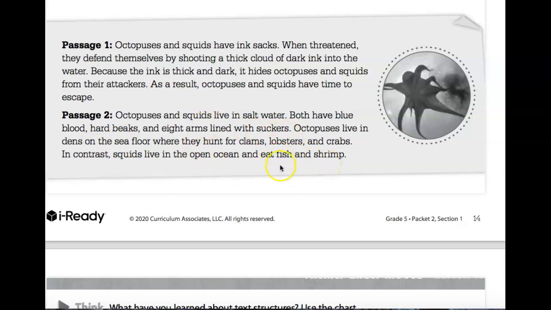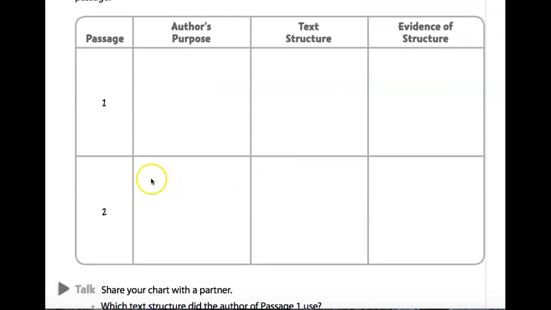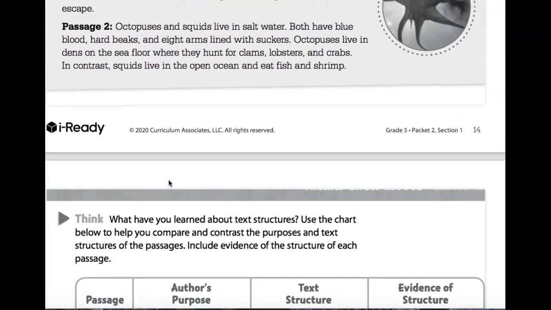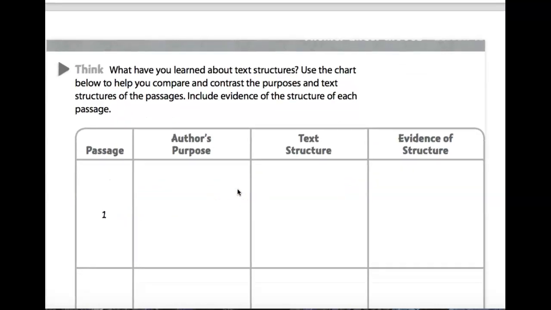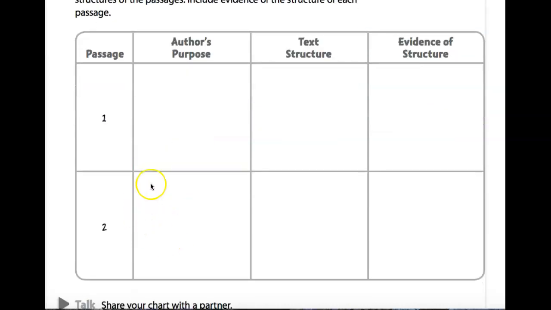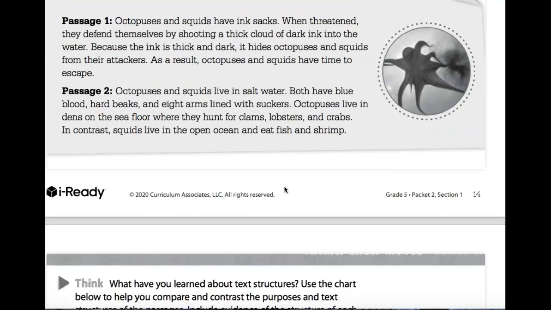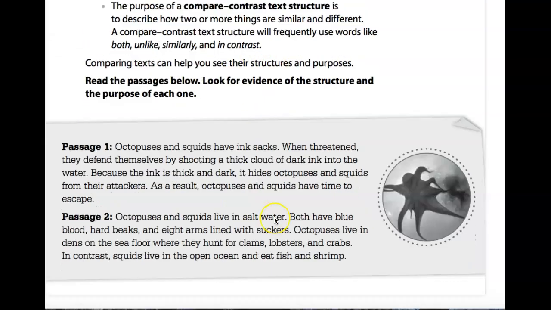Okay, so this one, the purpose is to tell you what they look like and where they live. Okay, and how they are the same and how they're different. But the author's purpose, I would say, would be to compare how they look, the octopuses and squids, and where they live. That's the purpose. Text structure we just talked about. That is a compare and contrast.